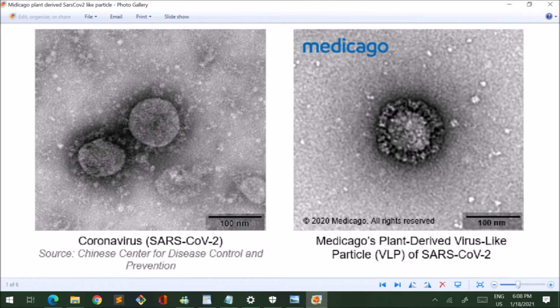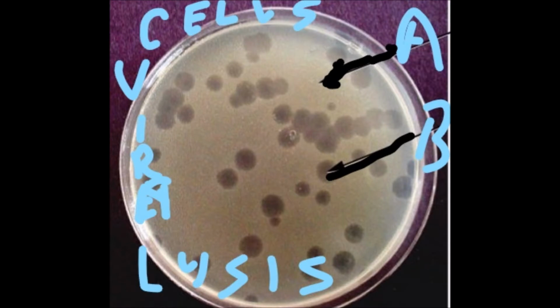A coronavirus is identified by electron microscopy and serological tests as SARS-CoV-2 on the left-hand photograph. The right-hand photograph was a plant-derived virus-like particle that is possible investigation for a vaccine. Here's a photograph of the cell lysis experiment caused by the virus.